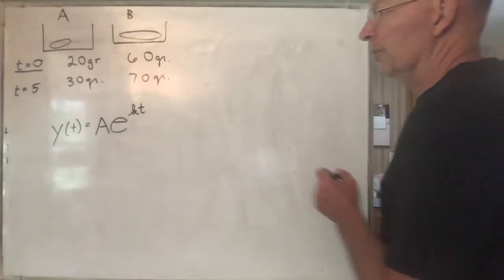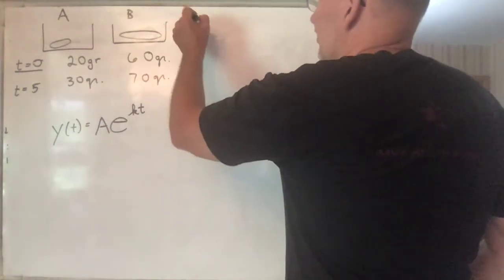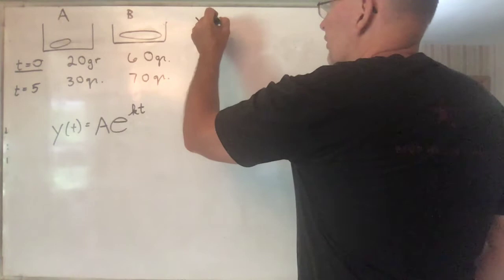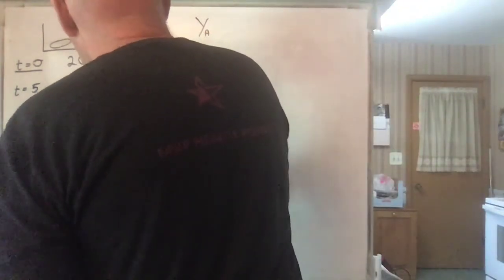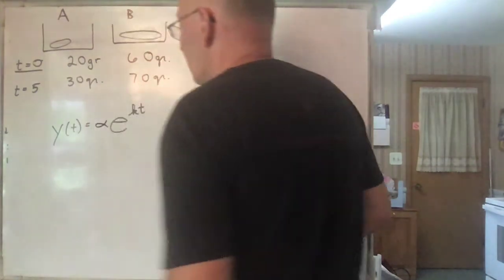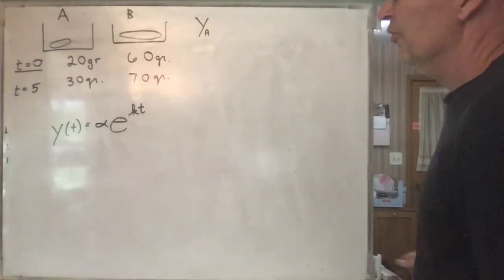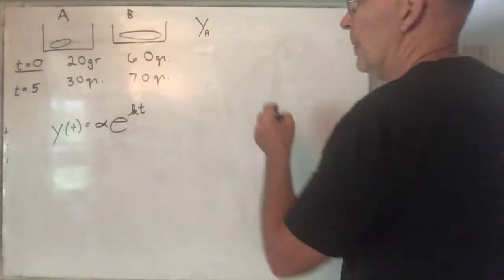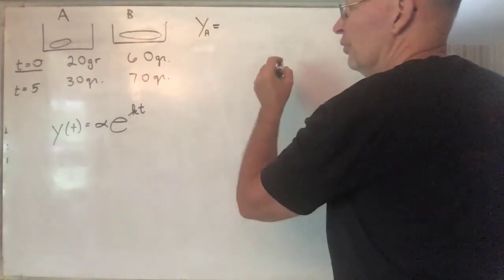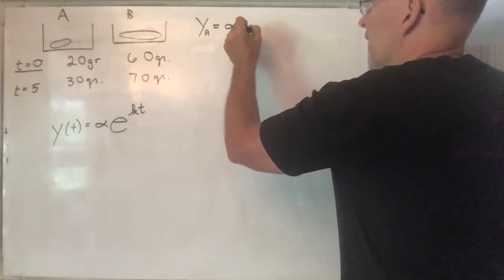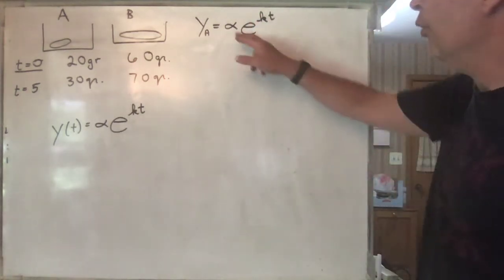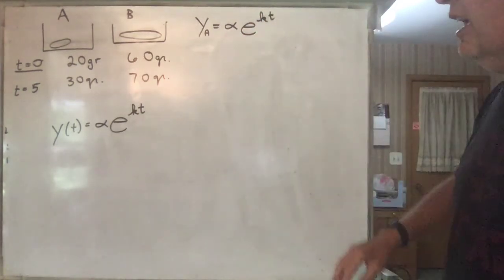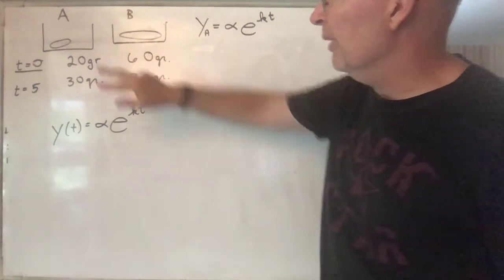So here's what we do. Let's let y sub A be bacteria A, and let's not make that an A. Let's call that an alpha, just so we don't have so many A's in here. So bacteria A is going to be equal to alpha times e to the k t. And I need to find out both what alpha and what k are. And I can do that with this information.